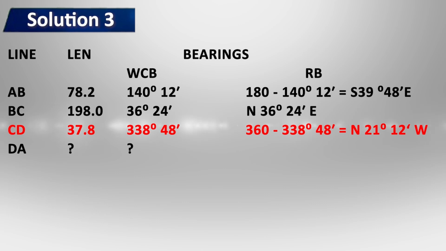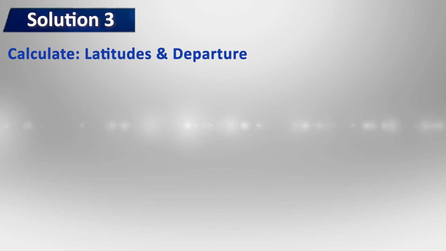To get the value, subtract 360 from the whole circle bearing value, which will be equal to 360 minus 338 degree 48 minutes. It will work out to be north 21 degrees 12 minutes west. Moving ahead to the next line, that is, calculate all the latitudes and departures.